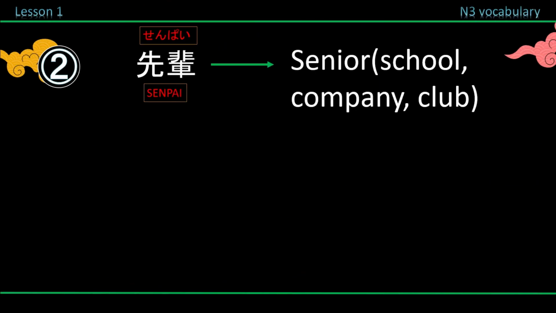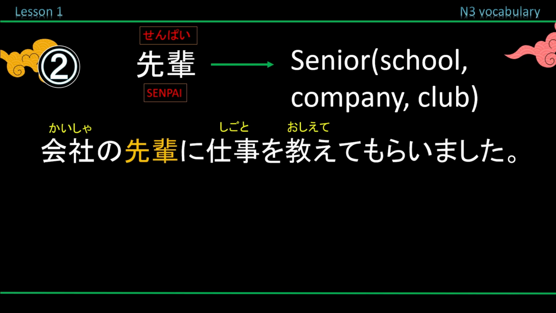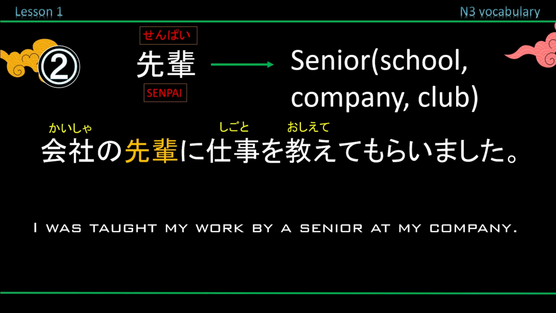Alright, moving on to the next word. The next word is senpai. It means our senior, especially in a school, company, or even a social club. So how do you use senpai in a sentence? Here is an example. 会社の先輩に仕事を教えてもらいました. The English translation is, I was taught my work by a senior at my company. On the screen, you will see a translation for keywords like 会社, 仕事, and 教える.